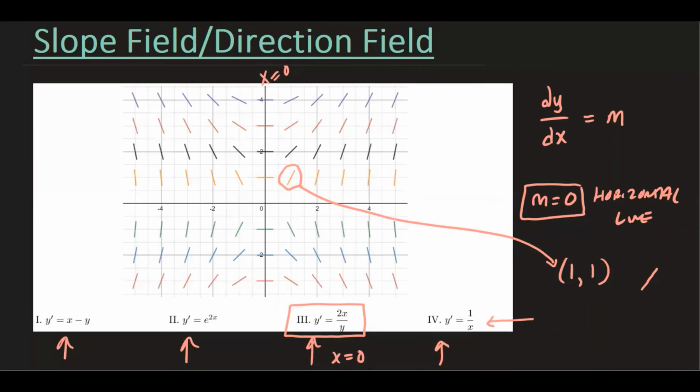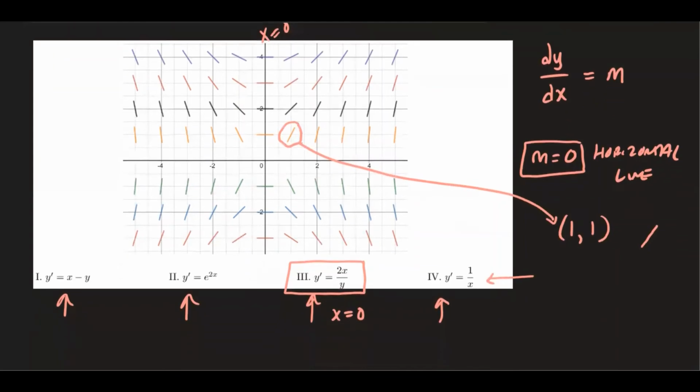So let's test number 3 and see if we have a positive slope when x is equal to 1 and y is equal to 1. I'm going to plug it in. I have y prime is equal to 2 times x over y. Well, x is equal to 1, y is equal to 1, so we have 2. Positive slope. Check. So this makes sense.